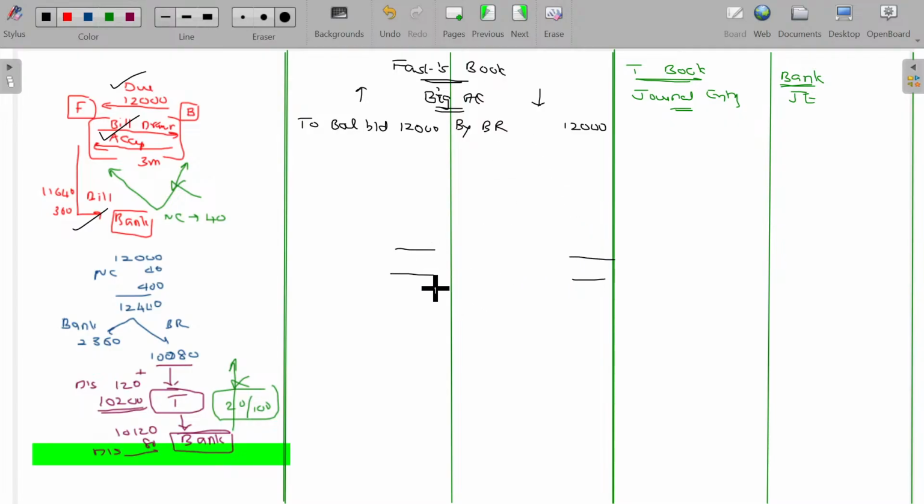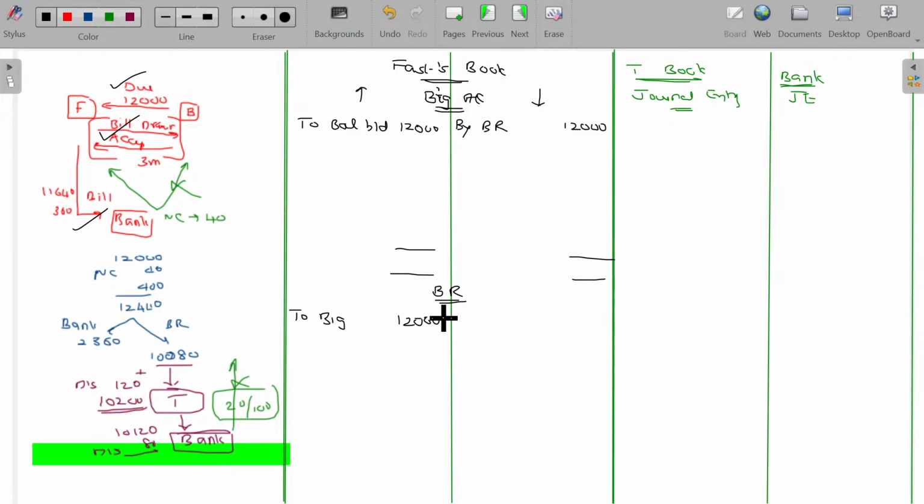We need to open the BR account, and the big account. BR account debit to big, value being 12,000. In the question, they have not asked for this BR account. Anyhow, I just open it for better understanding.